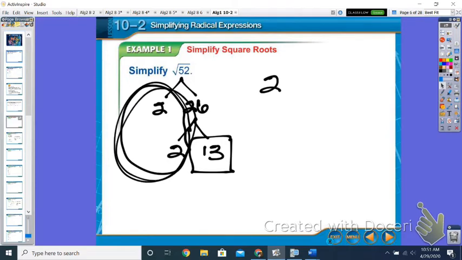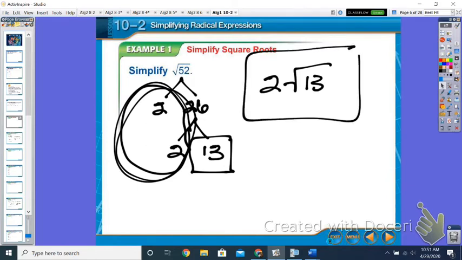And then whatever you had in a box, you didn't have it pair up with anything, like 13 here, that goes under your radical, or your square root. Okay? And that, in this case, would be your final answer. The 2 goes on the outside, 13 goes on the inside. Right? That's an easy way to say it.